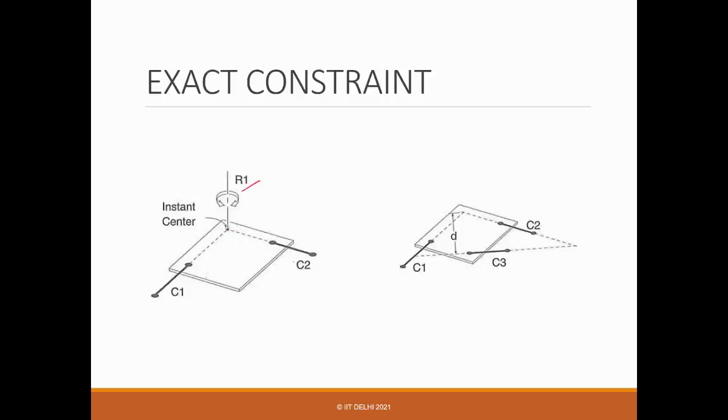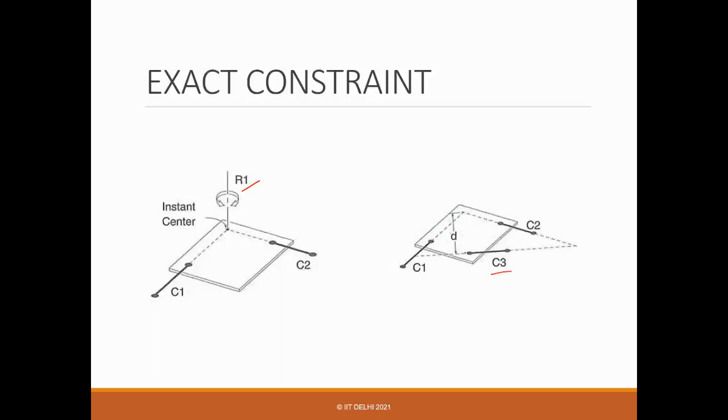You have two constraints, so two translations are removed, and then you have one rotational degree of freedom. But suppose you want to constrain it completely in plane, then you need another constraint, C3, so that this rotation can be eliminated. I think the requirement is that C3 should not pass through the instantaneous center of rotation, which is the intersection point of C1 and C2.